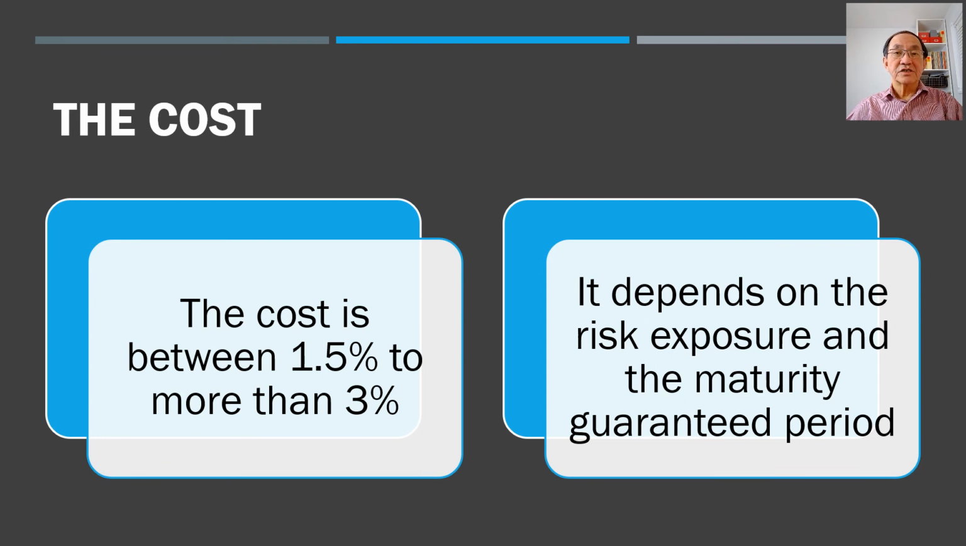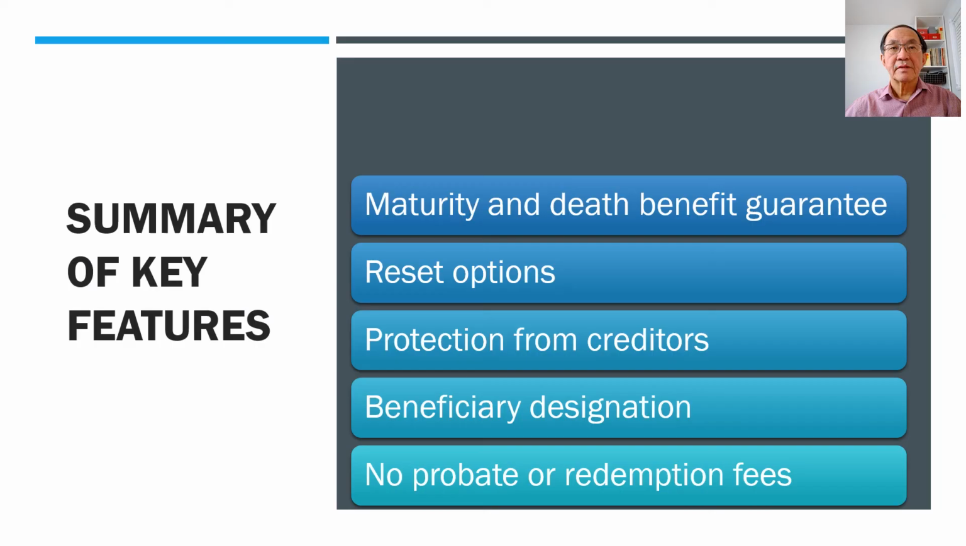Not all companies charge the same fee. The approximate all-in cost is between 1.5% to more than 3%, depending on the risk exposure of the investment and the period of the maturity guarantee. The shorter the term of the maturity guarantee, the more the reset features of the contract will contribute to the higher cost of the premium. Now let's summarize the key features of a segregated fund contract again.